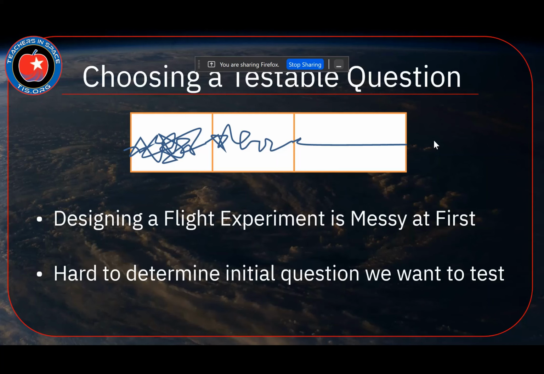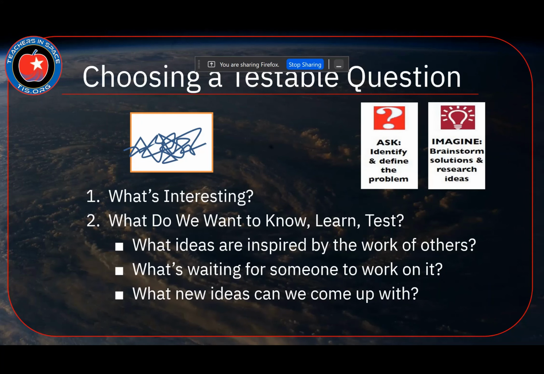So let's look at some things that can help us to smooth things out. First parts of that engineering design process, we're going to ask, right? We're going to identify and define a problem or a question. And then we're going to brainstorm solutions and research ideas. So feel free to take this presentation and use it in your classroom, right? You can just throw it up on the screen at the front of the room, or you can share it with your students, go over it with them, just like I'm going over it with you.